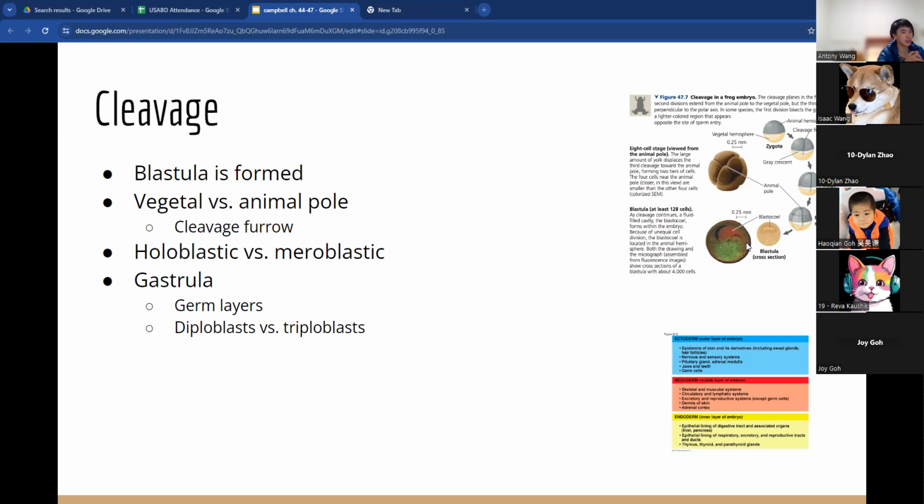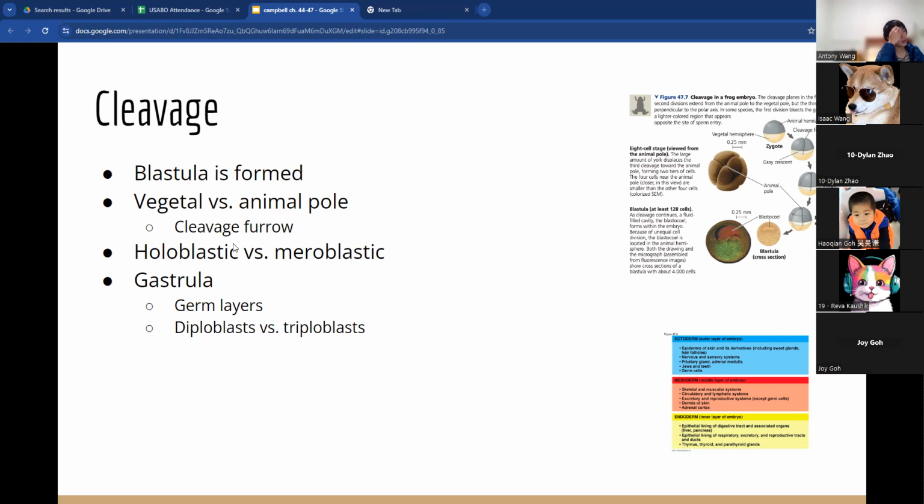In frogs, there's a distinction of the vegetal versus the animal pole. Frog eggs have some yolk, and as a result, one side has more yolk than the other. The side that has more yolk is called the vegetal pole. Vegetal pole has more yolk. Got it? The animal pole is just the opposite side, with less yolk.